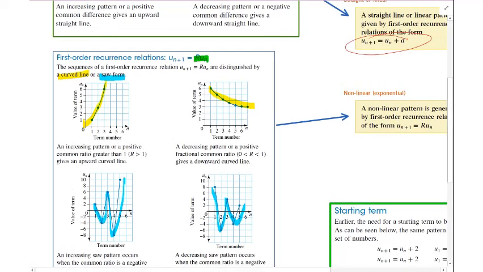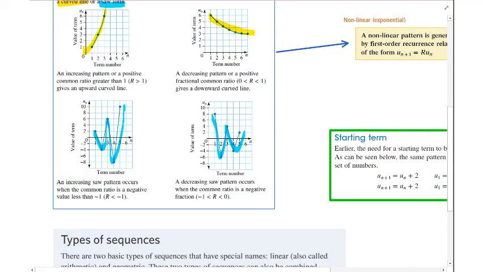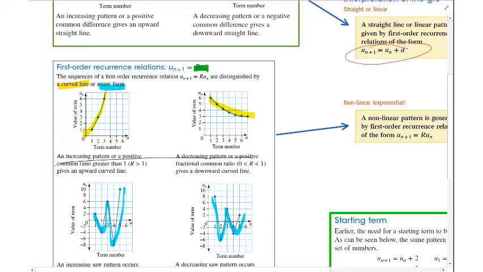So that was just the definition there. Increasing pattern or a positive common ratio greater than 1. R is greater than 1. Between 0 and 1, I get a decreasing pattern. And as you can see with these ones, if it's less than -1, I get that particular saw pattern. I get the sort of flip if it's between 0 and -1. Okay, but let's focus on these two for the moment.